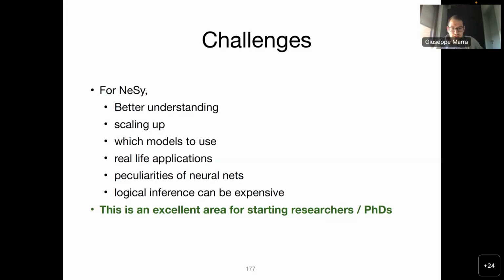For example, I showed you autonomous driving, it's an amazing domain for such models, but scaling then becomes really a priority. So if you are an early stage researcher and you are starting your research career, this is an excellent area for starting. And with this, I have concluded.